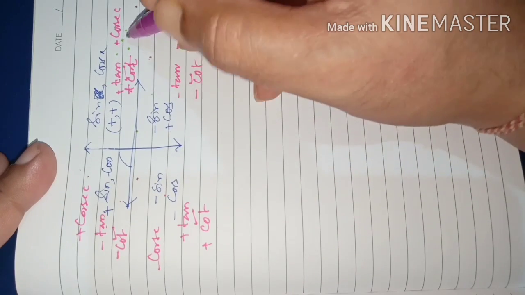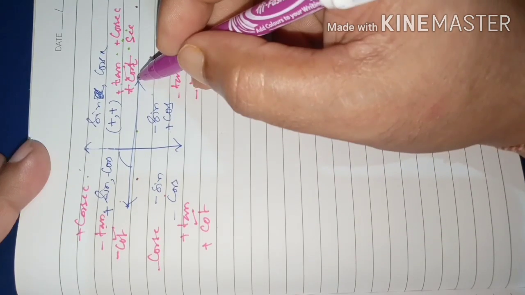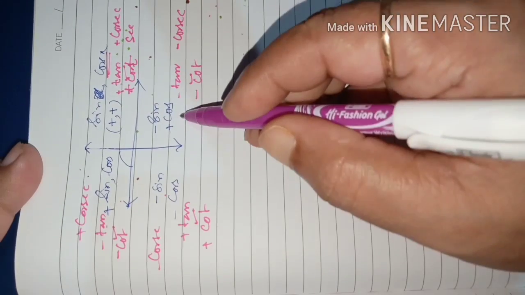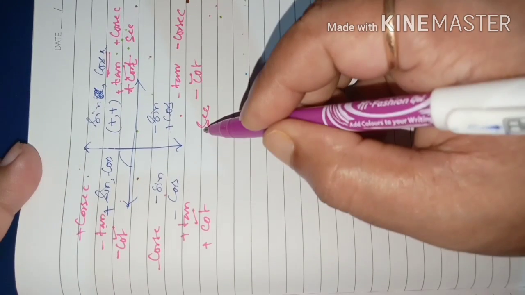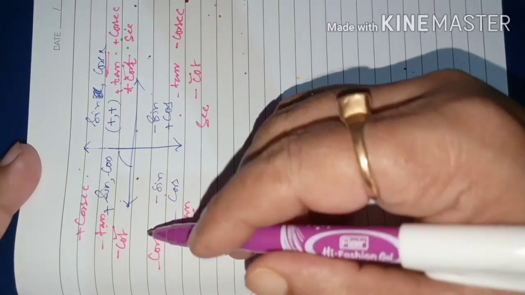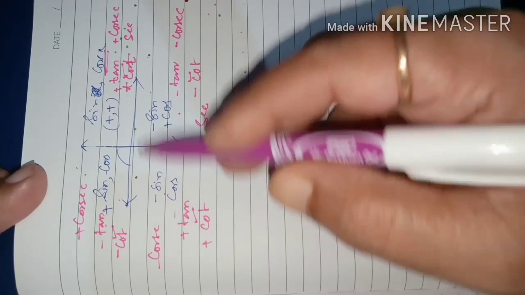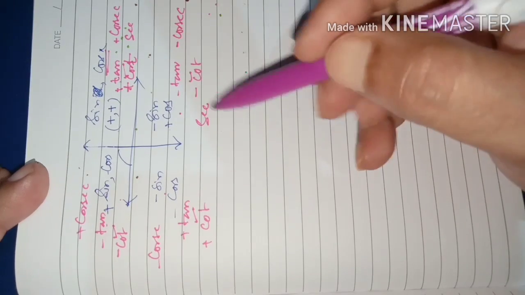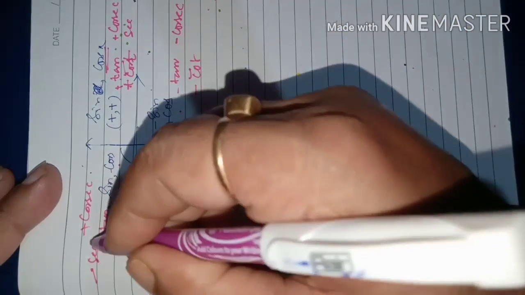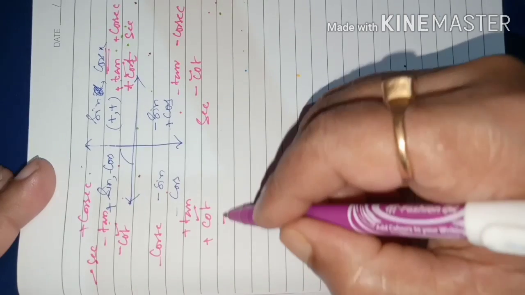Sec is positive here, as cos is positive here. Cos is positive again where? Here. That means sec will be positive here also, in this fourth quadrant. Then sec will be negative here, as cos is negative here, and sec is also negative here.